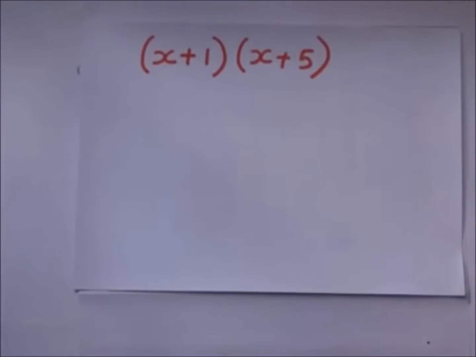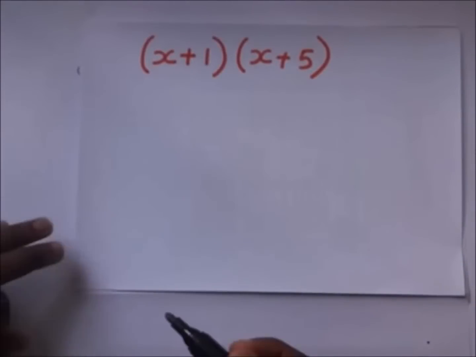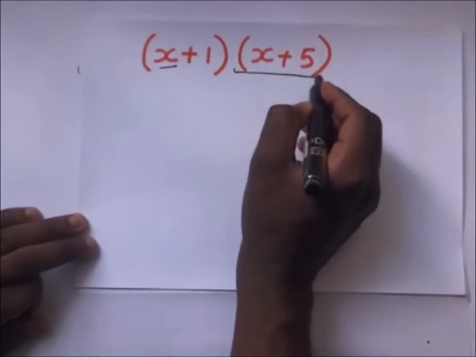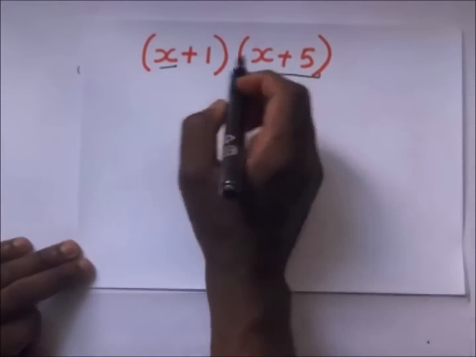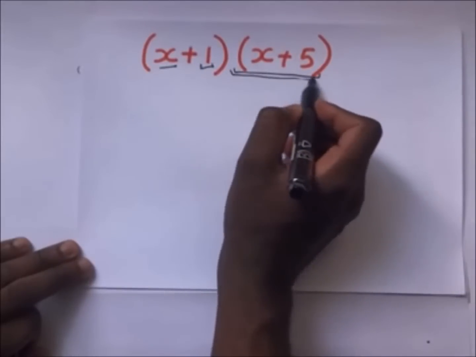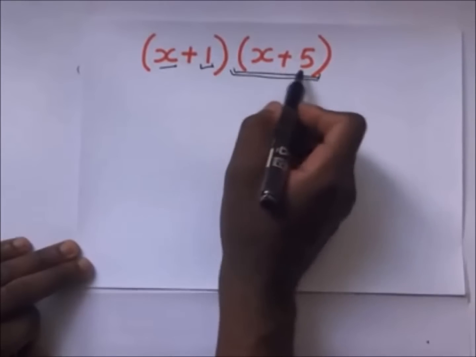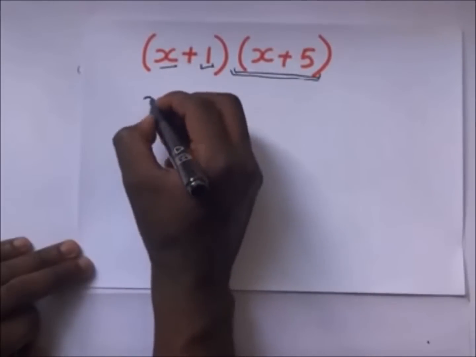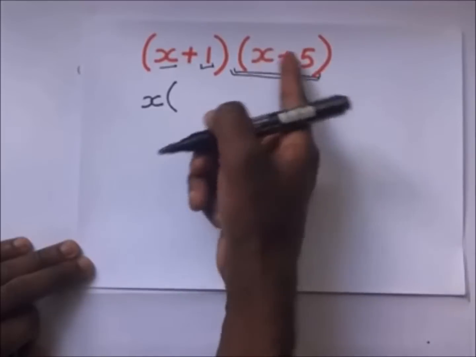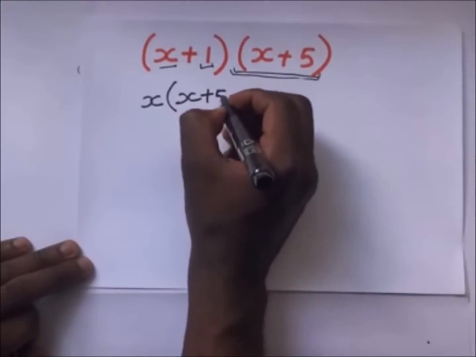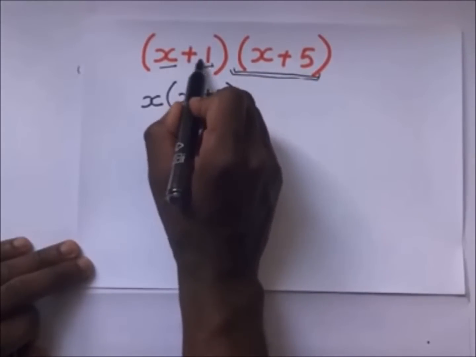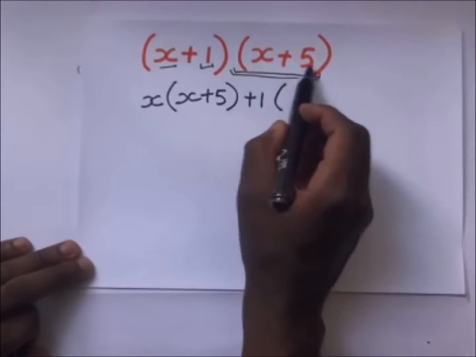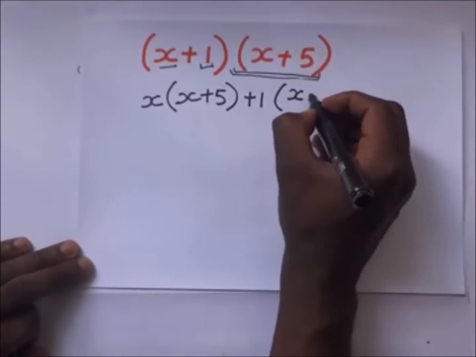So we start. Here we are going to multiply the first term with this entire bracket. Then we also multiply the second term with the entire bracket. So the next step will be the first term, which is x, multiplied by the whole bracket, which is x plus 5. Then plus 1, this is positive 1, so it is positive 1 into, and multiply it by the next bracket.